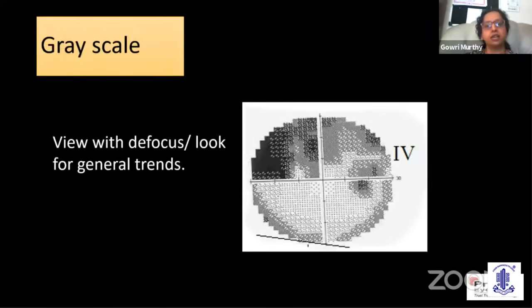So the next region that we look at is the gray scale. So this we just need to view with defocus and look for general trends. So here I would say there is some defect in the superior nasal field which respects the horizontal meridian. That is the only information that I will look for.